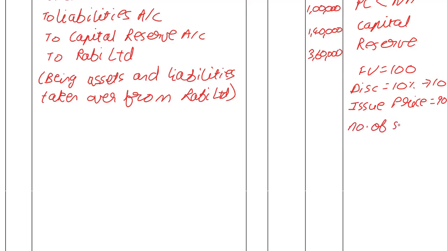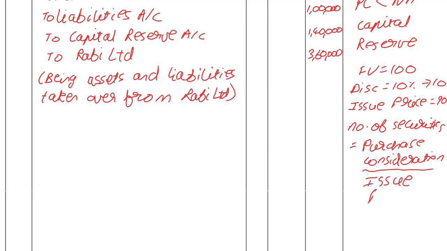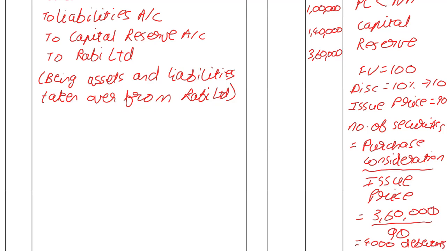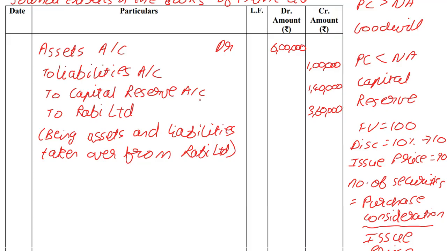Number of securities to be issued is always equal to the purchase consideration divided by issue price. Okay, which in our case is going to be 3,60,000 upon 90. Okay, and you can cut your zeros and you will end up with 4,000 debentures. Now, we have to issue these debentures and we're issuing it at a discount.